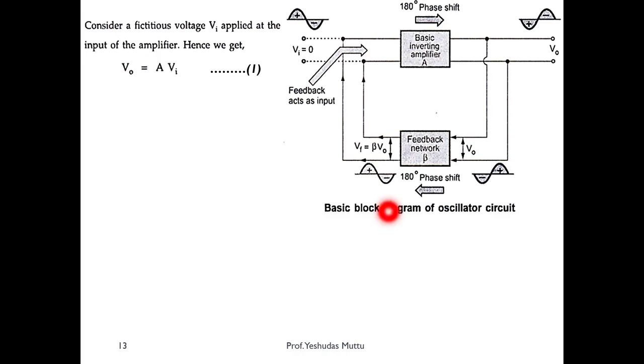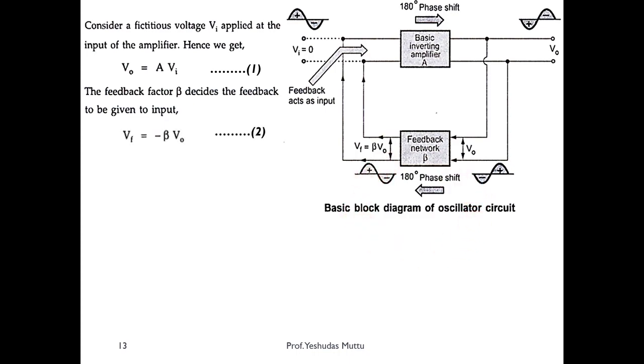Now let us come to the feedback network. For that, input is V0, output is beta V0 or Vf. But this feedback network is a little unique because it will introduce another phase shift. So I cannot write Vf is equal to beta V0. I'll have to write Vf is equal to minus beta V0, because it introduces an extra phase shift. To make the difference between the two, I will consider this as minus beta V0. Let me call this equation 2.